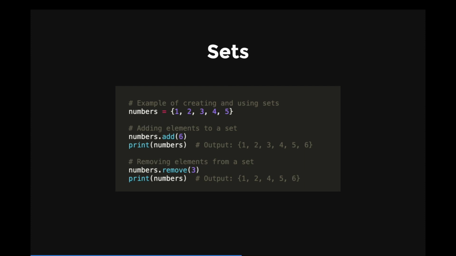You use the same curly brackets, but you don't have key-value pairs. Here I've assigned some values: 1, 2, 3, 4, 5. I say add 6 to it, and if you print it out, you'll see 6 is printed. You say remove 3, and if you print it out, it will remove 3 from there. If you try to add any duplicate value, it will not take it.